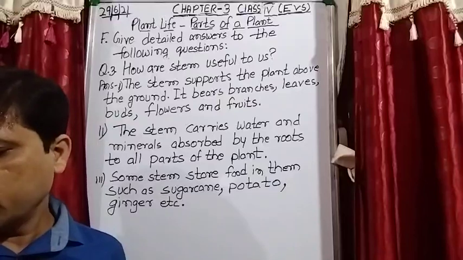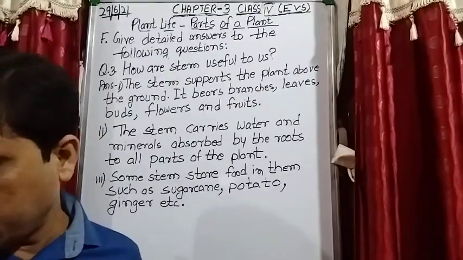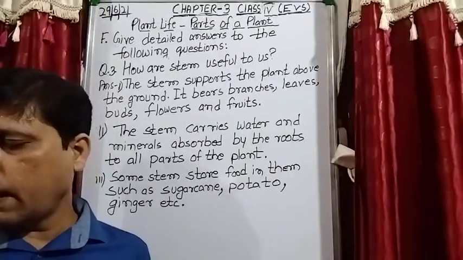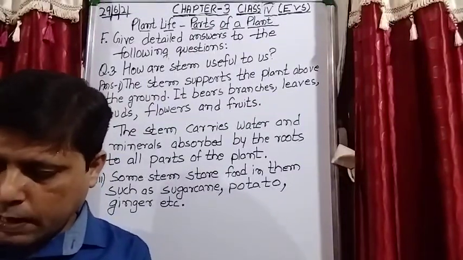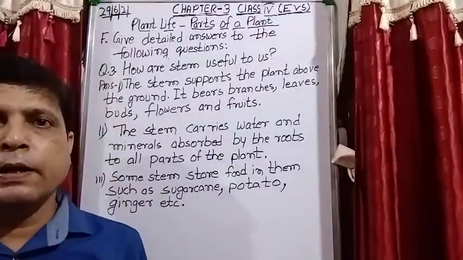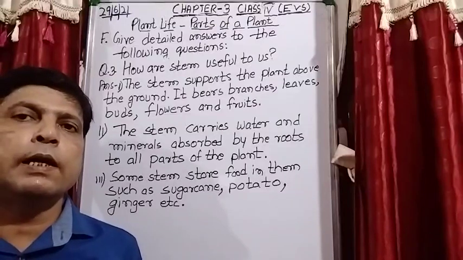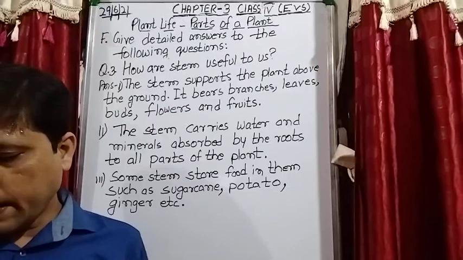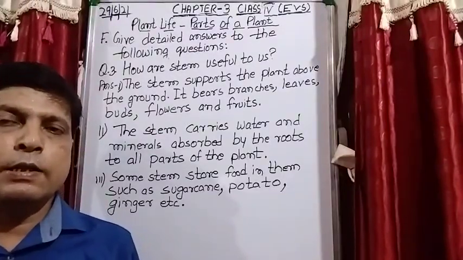So student, now we have completed all the questions. One is left. Draw a well labeled diagram of a plant. In the first video when I started the chapter, I drew the diagram and also labeled it so that you can understand what the parts of the plant are. So open page number 18. Diagram of parts of plant is given. You draw this diagram in your classwork copy.